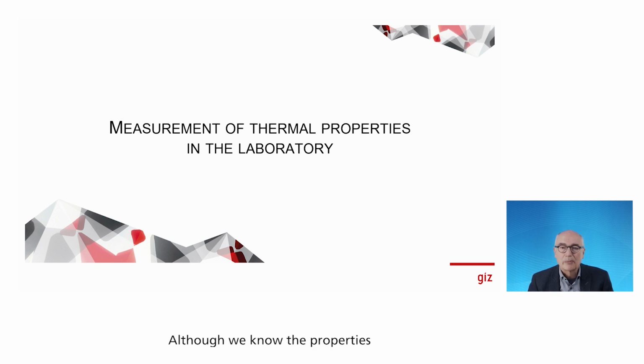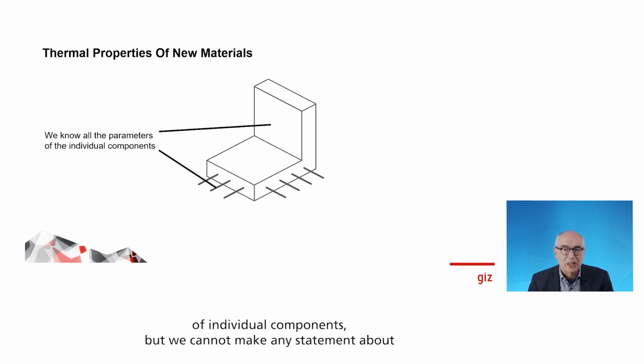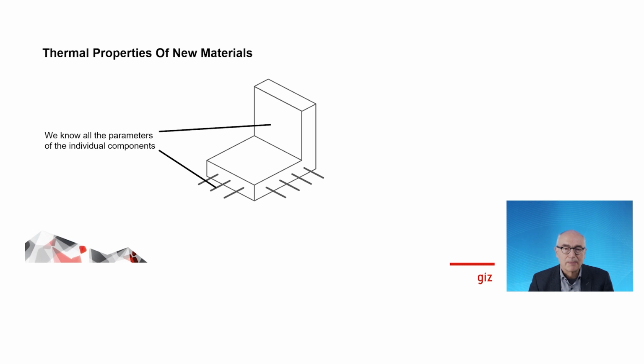Although we know the properties of monomaterials, often we have to deal with new materials which may be composite, as you can see in the example here. As mentioned, we know the parameters of individual components, but we cannot make any statement about how the materials behave in the composite. So let's have a look at this sample.